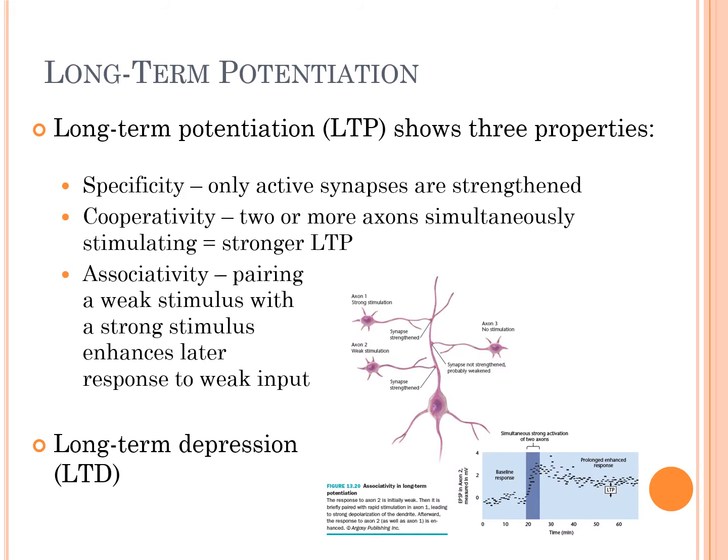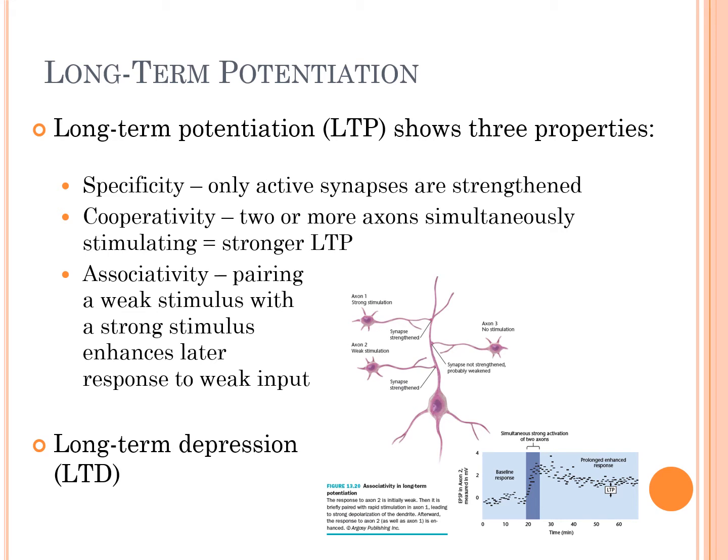So long-term potentiation shows three basic properties that make it an excellent candidate for how cellular change can help us to learn and remember. And the first of these is specificity. So it's going to be only the active synapses that are strengthened. And in fact, if we see those synapses that are not being used, we're going to see a long-term depression. That synapse is going to be weakened, and we might even prune that altogether in our synaptic pruning to make this a more efficient system.